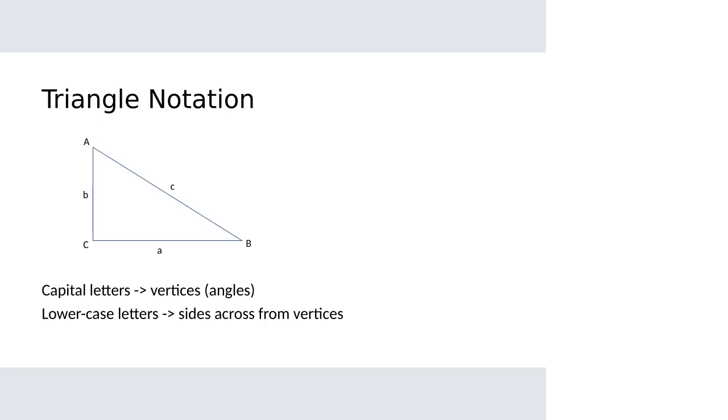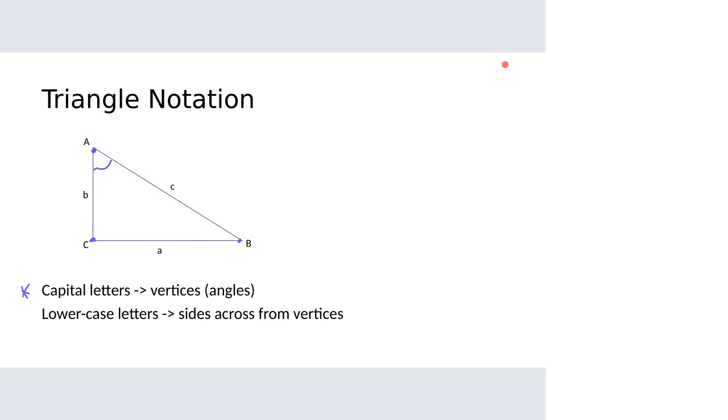Let's talk about our triangles first. We're going to be working with right triangles. So we're going to have a right angle in our triangle. And we're going to want to be able to talk about the angles and the side lengths in our triangles. So we're going to use capital letters to represent the vertices of our triangle, or the angles that are there. This is angle A because it's up at vertex A. This is angle B because it's where vertex B is. And this would be angle C because that's where the vertex labeled C is.